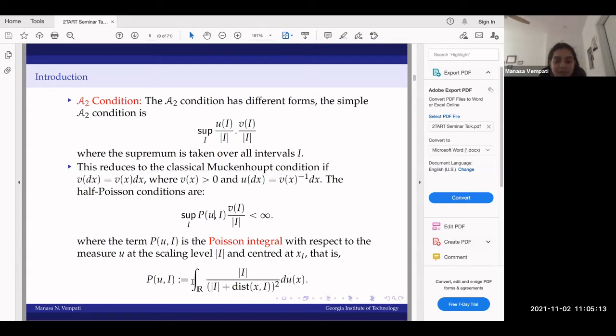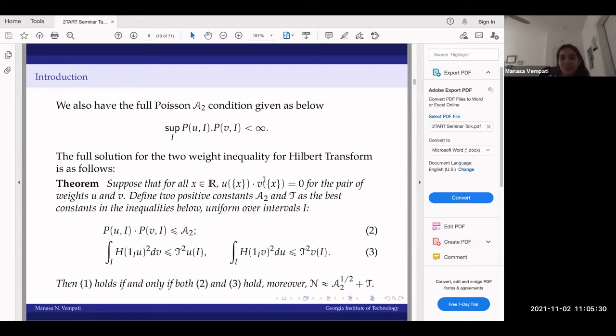The Poisson integral is defined as this integral that you see here. In the numerator, you have the Lebesgue measure of I, and you divide it by the Lebesgue measure of I plus the distance between x and I, squared. Another A2 condition that we use in the statement of the main theorem is the full Poisson A2 condition, where we replace both u(I) and v(I) with the Poisson integrals at the scaling level of the Lebesgue measure of I.